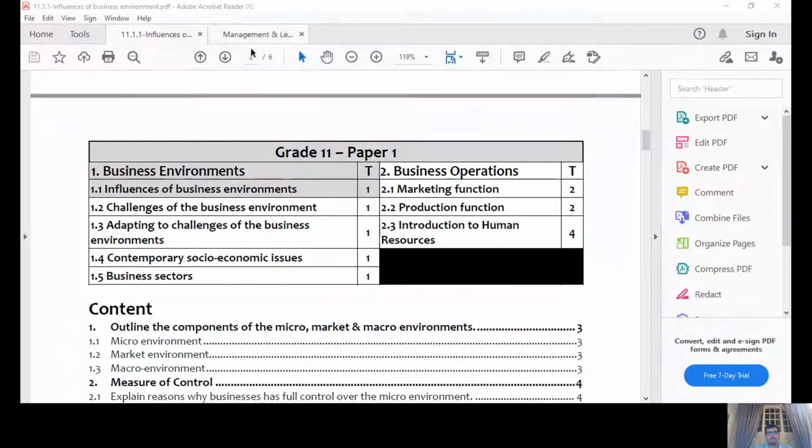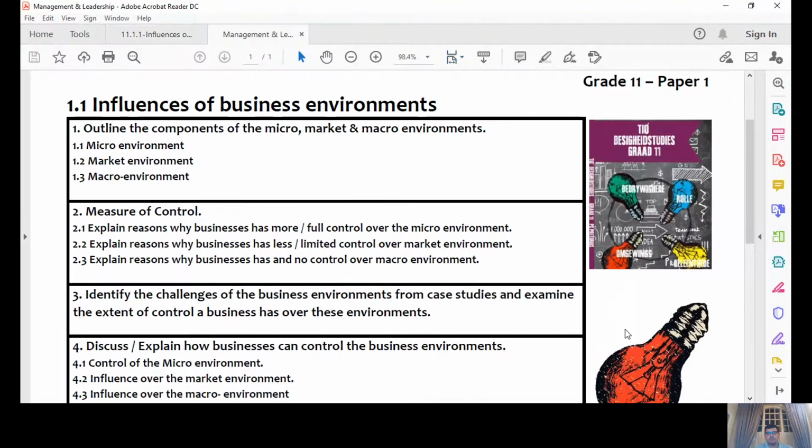The first document that I would like to show you is an overview document. It looks something like this. You won't have this in your textbook, but it just gives us a little bit of an overview of what's going to happen in this chapter. As you can see, it's a grade 11 paper 1. There's a picture of the textbook in Afrikaans.